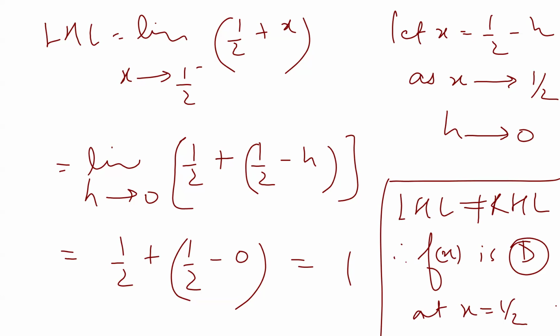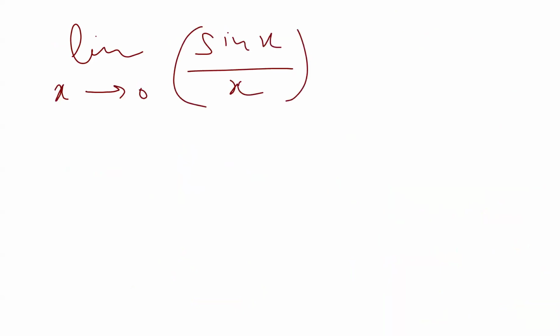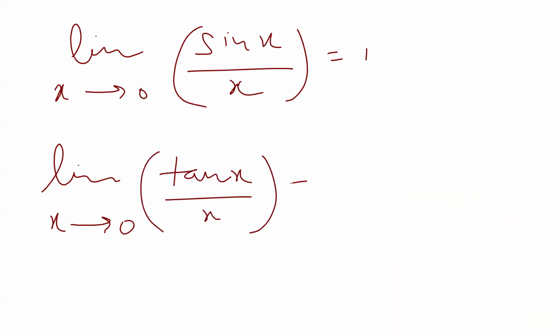So let us continue with problem number 13. Before we start with problem number 13, what we need to understand is in our earlier standard, we had done these two formulae. Limit x approaching 0, sin x upon x is equal to 1, and limit x approaching 0, tan x upon x is equal to 1. These are the two very important formulae that we have to remember.